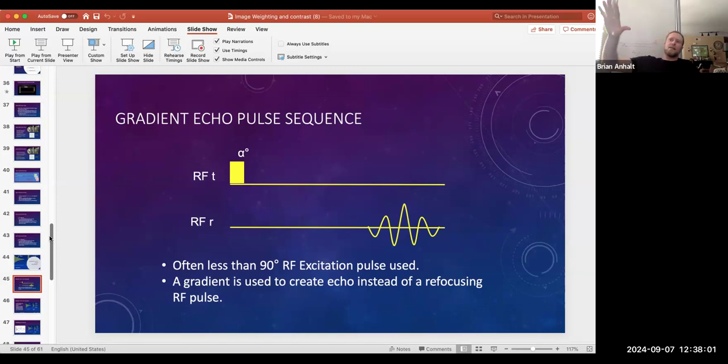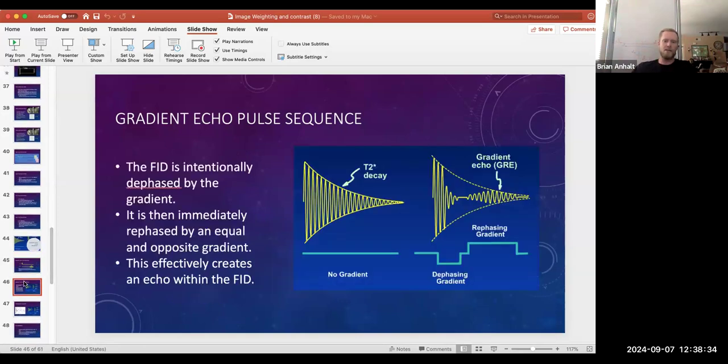Now imagine I turned on that gradient, but I turned it on equal and opposite. So now the protons over here that sped up are going to slow down, and the ones over here that slowed down are going to speed up. They're going to eventually catch up to each other, right? So what we essentially do is create another layer of inhomogeneity, causing the protons to dephase, and then we reverse that inhomogeneity, causing them to rephase, at least to some degree. There's still T2 star effects and T2 effects happening, but we can generate a little echo that looks like this.